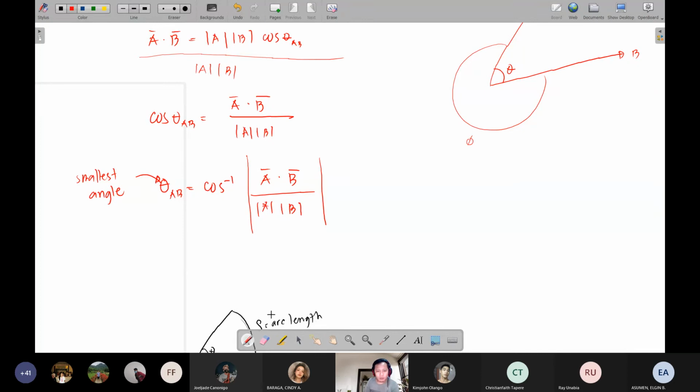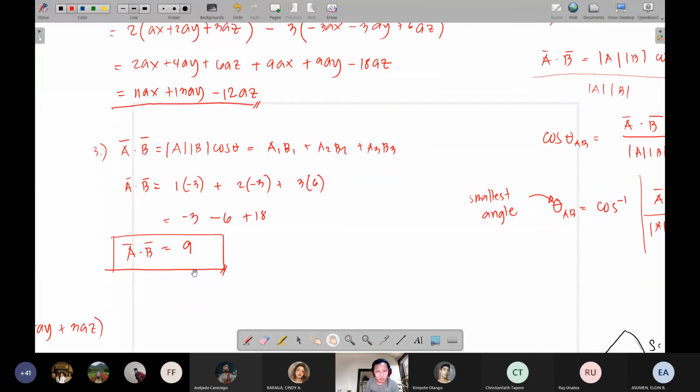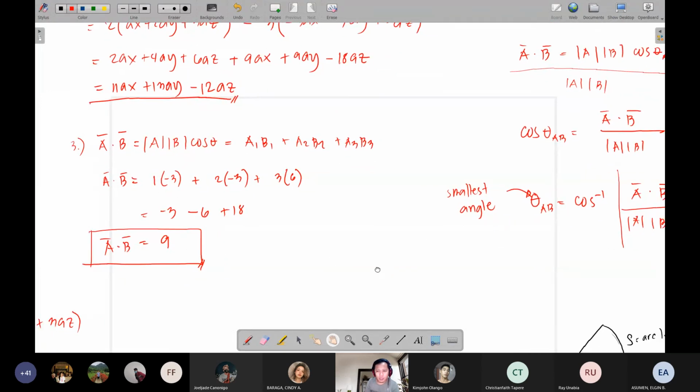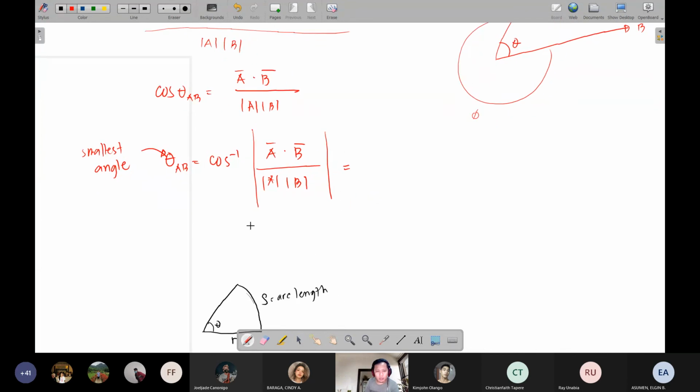Now, continuing with our formula, arc cosine sa A dot B over the magnitude of A and magnitude of B. Take note na naman tayo, na natay A dot B. So A dot B is 9. So na natay A dot B. Ato na lang is magnitude sa A and magnitude sa B.